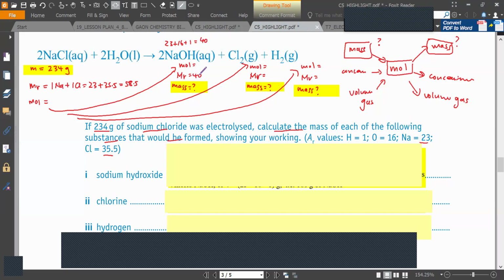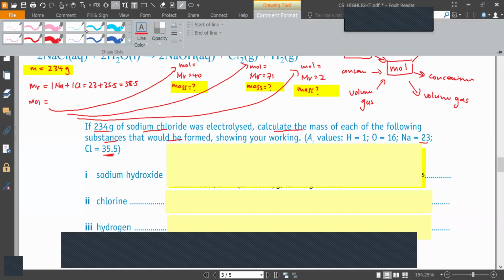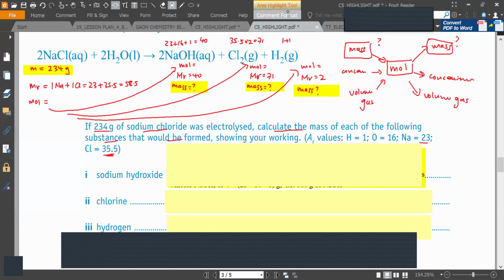Okay, so Cl2 is chlorine, 2 times chlorine. 35.5 times 2 is 71. So this is 71. Hydrogen is 2 hydrogen, 1 plus 1, so this is 2. Now we have the MR for everything. Once we know what we want, we can just do it by batch. So MR is 58.5, 40, 71, and 2. Now we will work out the mole.